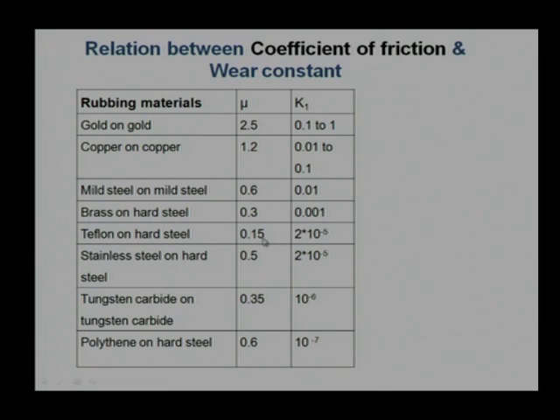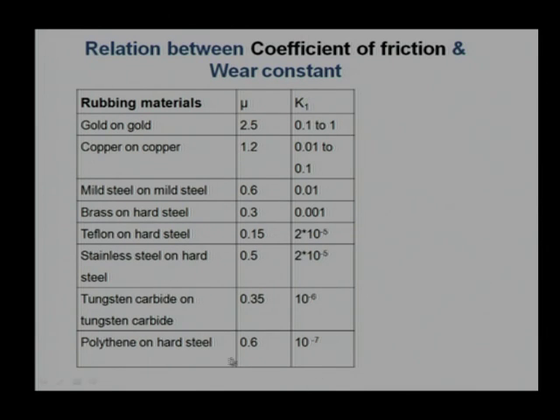Now, there is a problem. We are reducing the friction coefficient by 50%, and the wear rate is reduced by 1/10, 150 times, so 1/50th of this, and there is a further increase in the coefficient of friction. Teflon on hard steel is 0.15, and stainless steel on hard steel is 0.5. Even though the coefficient of friction is increased, the wear rate remains the same. And these data show that there is no correlation between coefficient of friction and wear rate, while the earlier data indicate there is a correlation between the friction and wear constant.